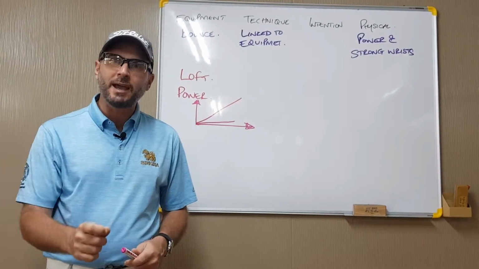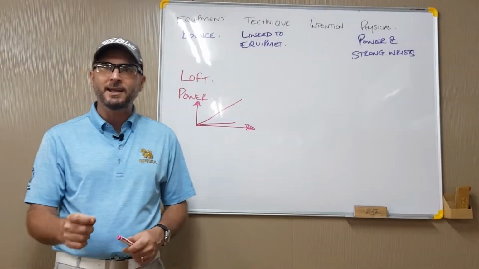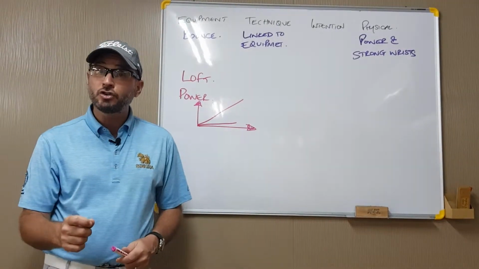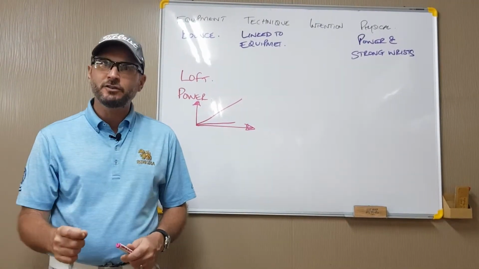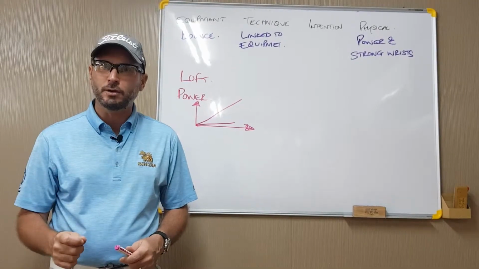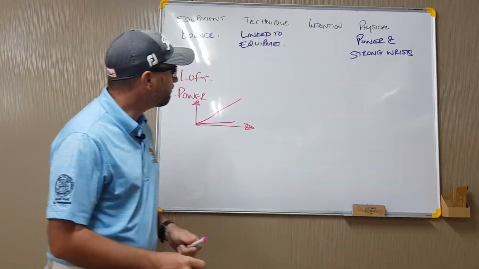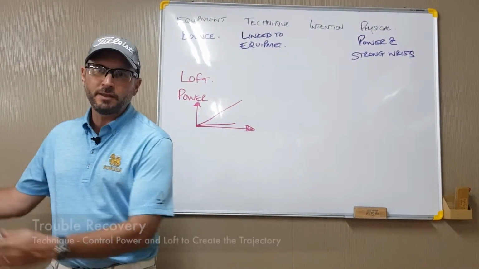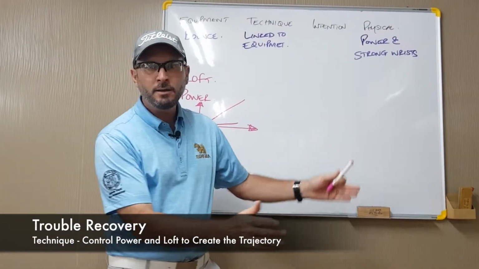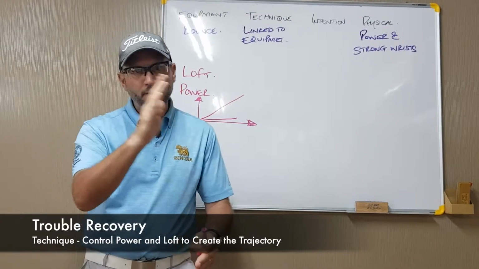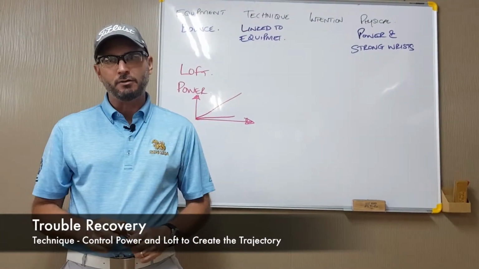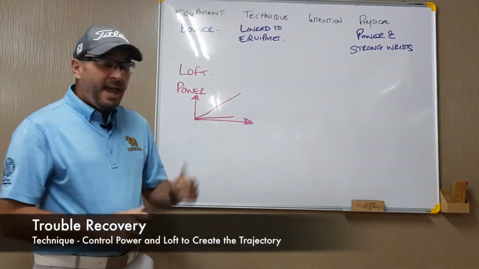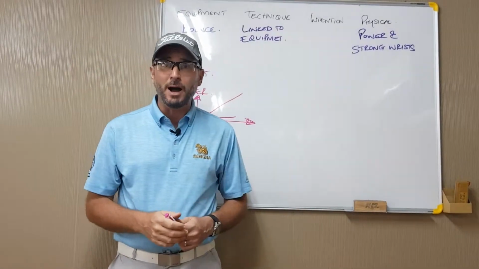However, the better you get at doing this and the more you understand and can control your trajectory, the higher risk you can take, the more adventurous you can be with this golf shot. In terms of technique, well, that comes down to controlling the length of swing for power and being able to control the loft of the club to get the trajectory correct. Intention is the most important part here.